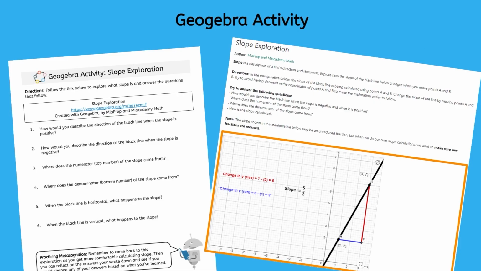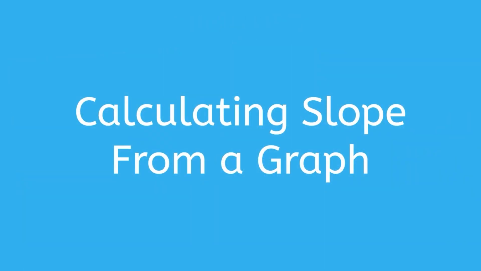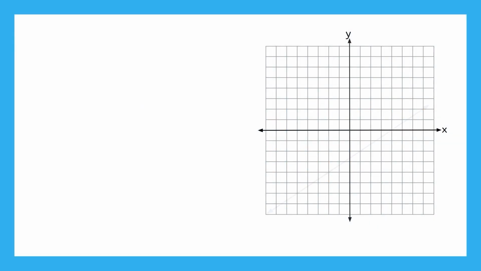Now that you're ready to continue with this lesson, keep this GeoGebra handy. It'll be a great resource to come back to and revisit once you're more confident in your slope calculating ability. I'm going to start off by teaching you how to calculate the slope of a line from a graph. Let's analyze this line so I can show you how to find the slope of it.